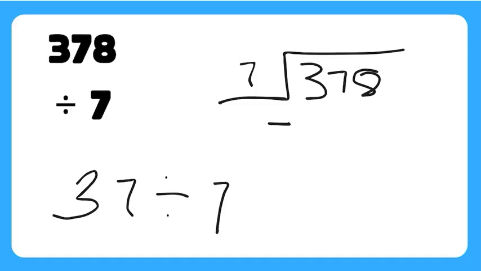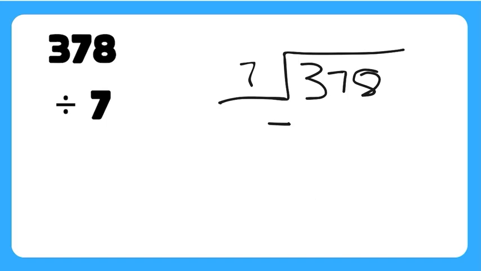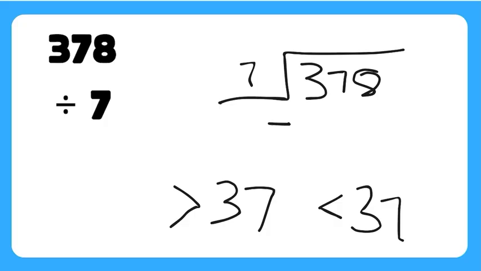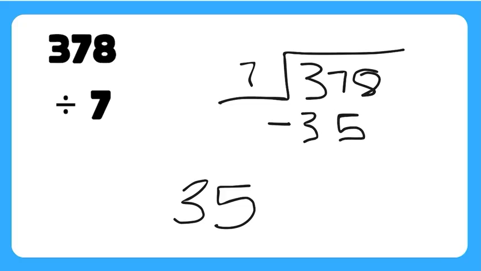37 is not there in the 7 table. If you look at the grid, you will not see 7 times anything equaling 37. We have to see what is the closest number to 37 that is not more than 37. It should not be more than 37, it should be less than 37. So this will be 35. We will subtract 35 from this 37, giving us an answer of 2.